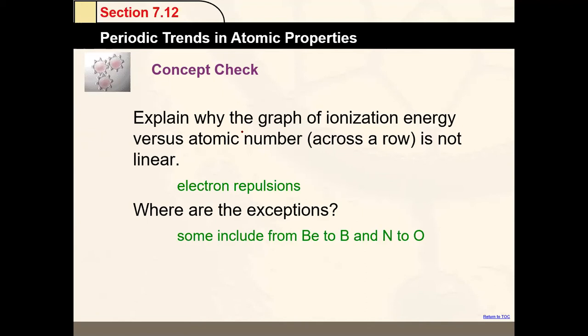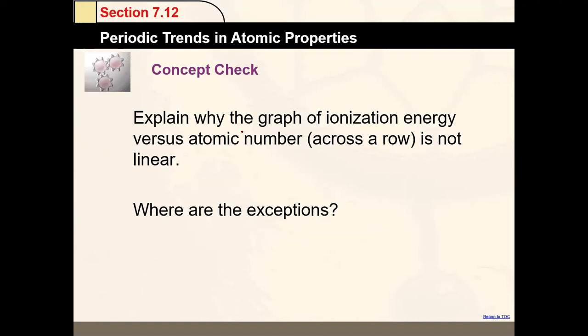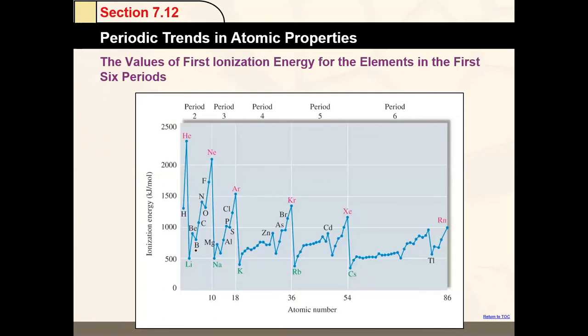There's no linear correlation. And there are a few exceptions, for example, beryllium to boron and nitrogen to oxygen. So the energy is not the same. Where do we see that? Well, here, beryllium to boron. See, there is a very small difference. Why is beryllium higher than boron when it should be the other way around, right? Or for example, nitrogen. Why is nitrogen higher than oxygen? It should go up. Well, those are the exceptions. That's what they mean. Why is this trend not linear? You have some ups and downs. It's because of the electron-electron repulsions.